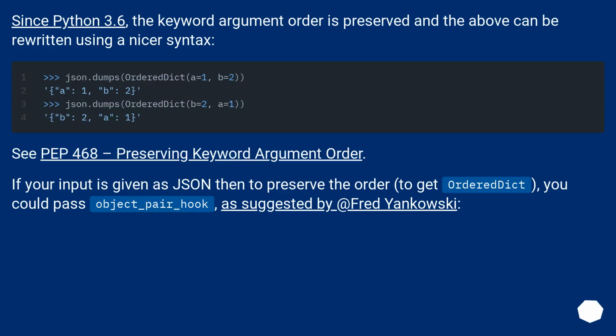Since Python 3.6, the keyword argument order is preserved and the above can be rewritten using a nicer syntax. See PEP 468, Preserving Keyword Argument Order. If your input is given as JSON, then to preserve the order, to get OrderedDict, you could pass object_pairs_hook, as suggested by Fred Jankowski.